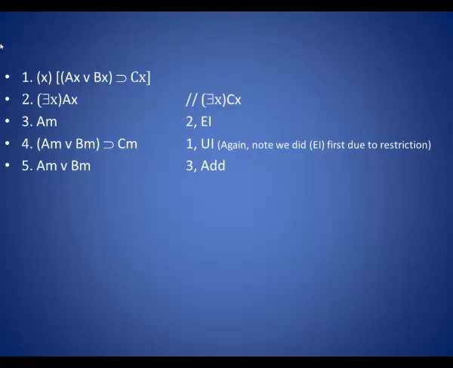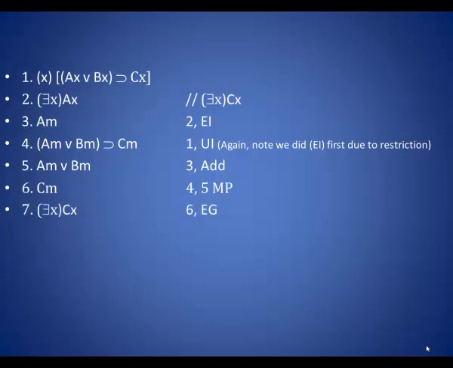Look at line 4. It says if there's an M that's an A or there's an M that's a B, then there's an M that's a C. Hopefully you recognize that we can use modus ponens right here. Cash out that there is an M that's a C. Now if we look at our conclusion, it says there exists an X such that X is a C. Well, line 6 says there's an M that's a C.